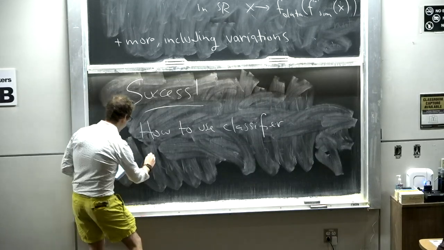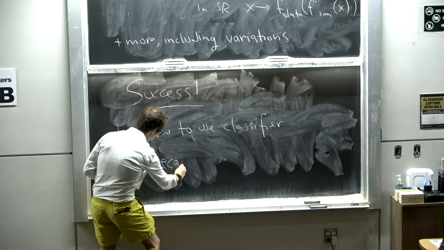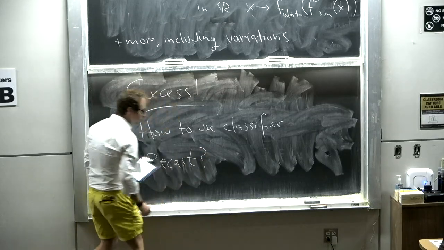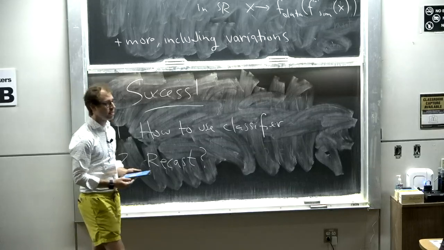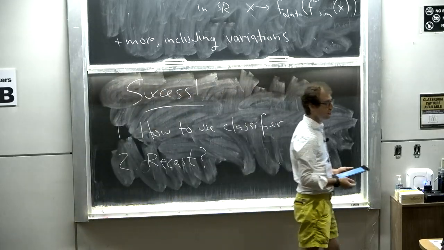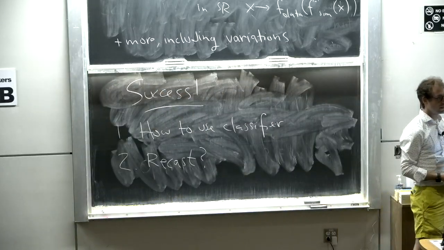Challenge number 2, which is related to that. So for a standard, oh yeah, go ahead. Since the classifiers give you the likelihood ratio directly, why not just use that instead of cutting on it?